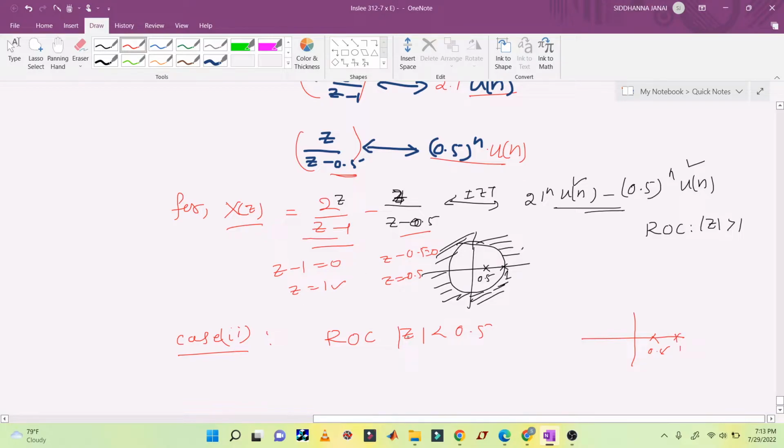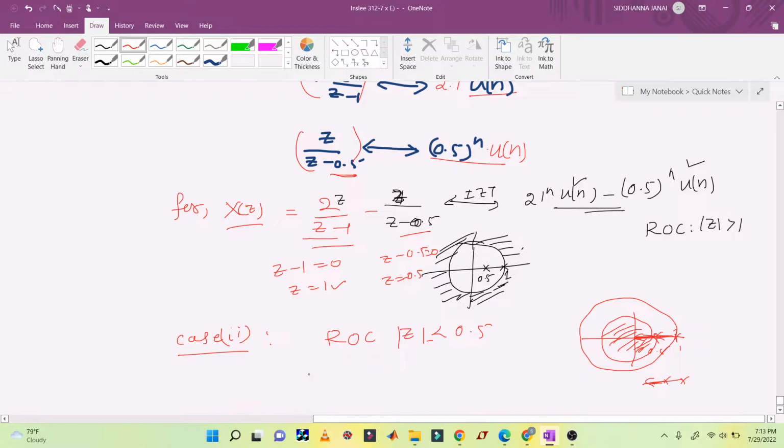What it is telling is the ROC is less than 0.5. |z| is less than 0.5. So if I draw a circle like this and a circle like this, the ROC is inside both of these circles. Less than 0.5 means less than 1 also, so both sequences are left sided. It is inside 0.5 and also inside 1, so the direction is the negative direction from these two poles, which means it is a left sided sequence.